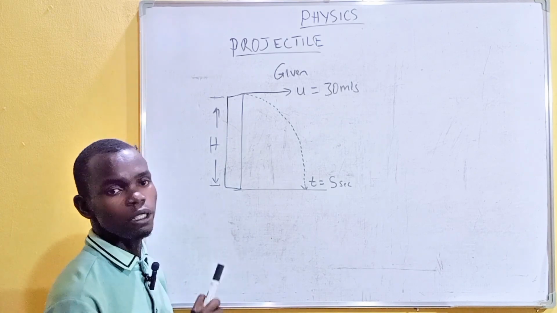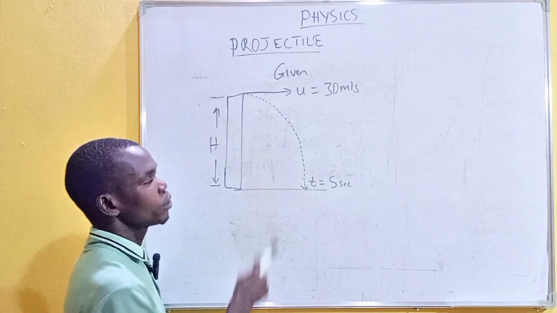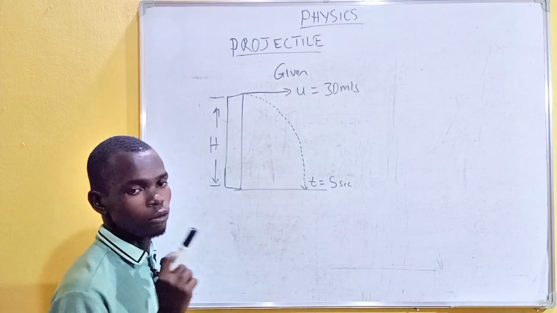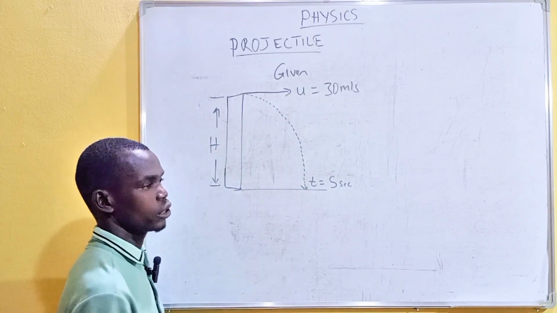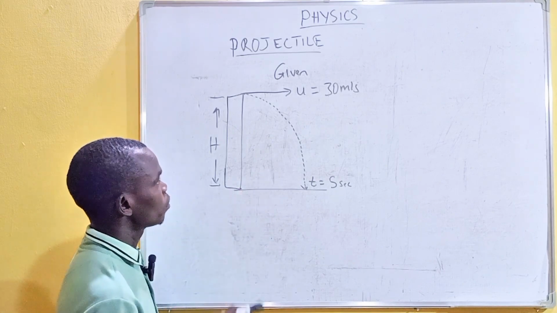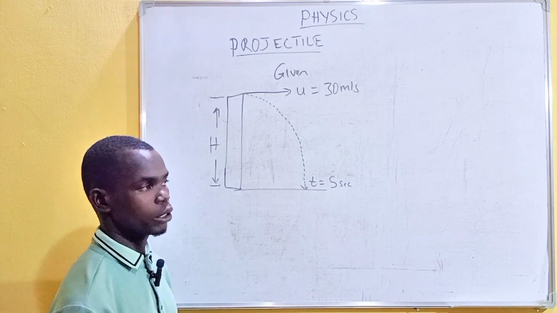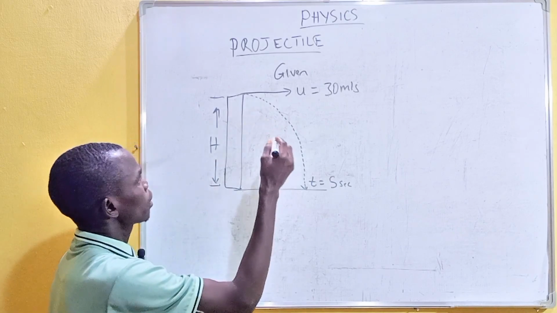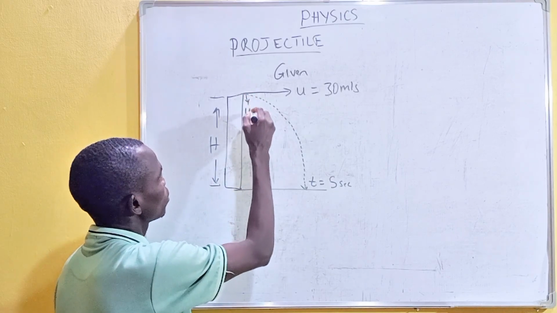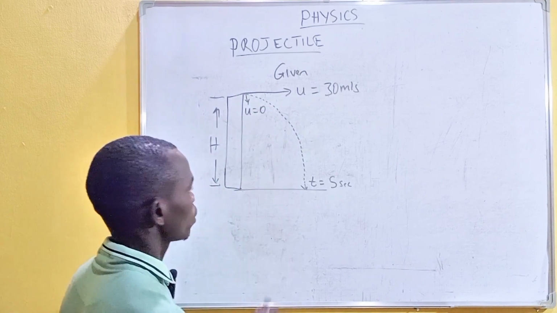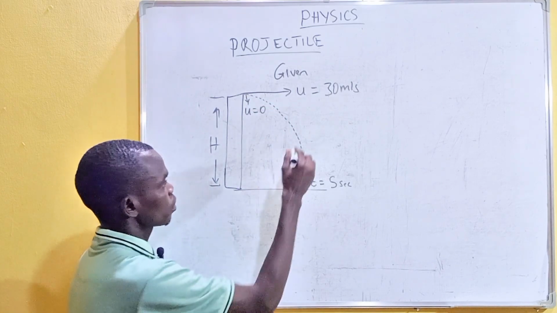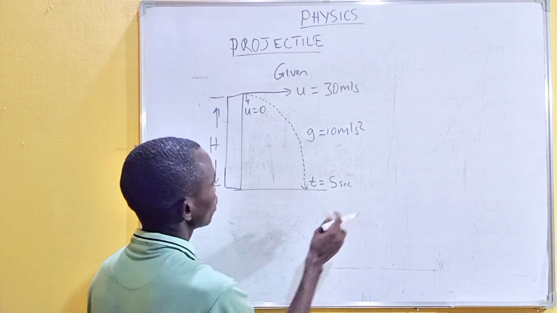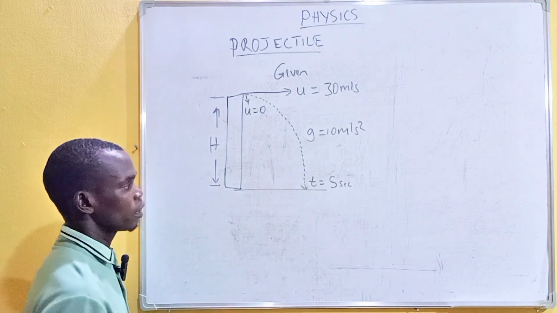And since we are considering the vertical motion, we will not make use of this horizontal velocity because we only make use of this horizontal velocity when considering the range. That is the distance from the foot of the hill to the point of projection. So here, when considering the vertical aspect, our initial velocity u will be equal to 0 since it is falling from rest. So g will be equal to 10 meters per second squared. With this, we can find our height.